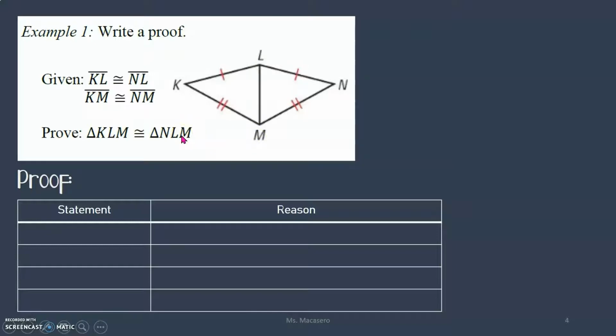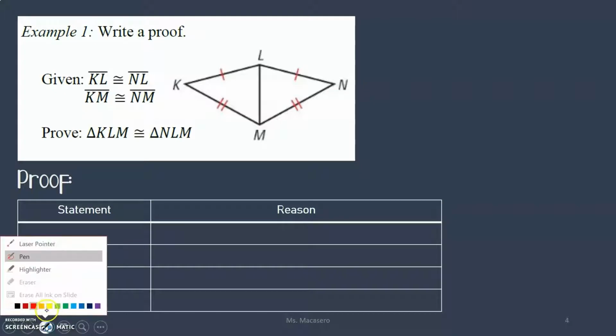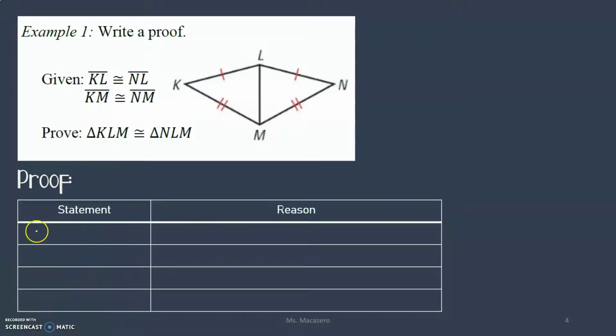Now, again, when we do proving, the first statement will always be the given. So the first statement is our first given, which is side KL is congruent to side NL. And these are sides of our triangles based on our given. So our reason for statement 1 is given.